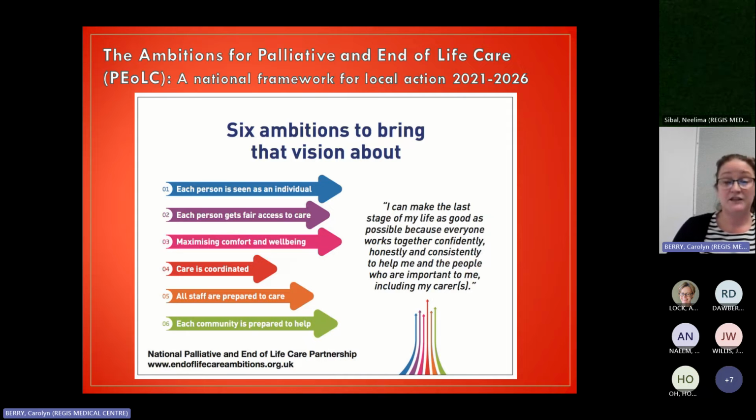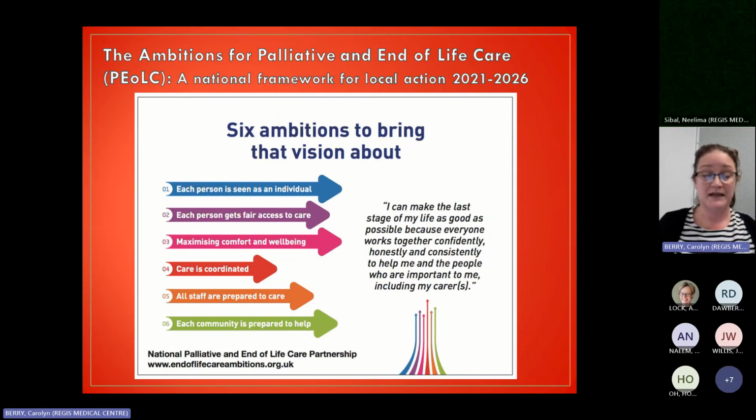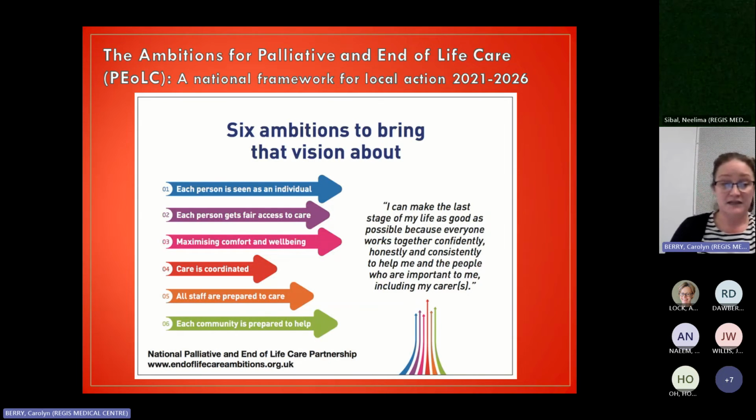And what they came up with was a vision for how palliative care should be delivered. I'll read it out because it underpins everything that we're trying to do. "I can make the last stage of my life as good as possible because everybody works together confidently, honestly, and consistently to help me and the people who are important to me, including my carers." And they came up with 6 ambitions that, if achieved, deliver the vision. Each person is seen as an individual, each person gets fair access to care, maximising comfort and well-being, that care is coordinated, that all staff are prepared to care, and that each community is prepared to help.